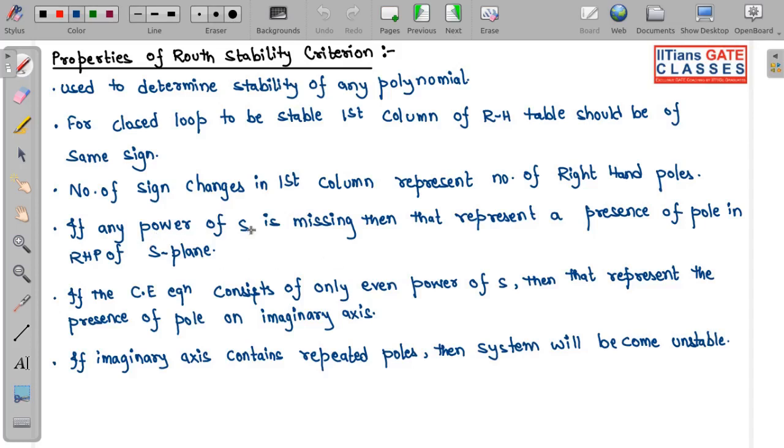If any power of S is missing, then that represents a presence of pole in the right hand part of S plane. So one by one I am going to discuss all these points. Okay. If the characteristic equation consists of only even power of S, then that represents presence of pole on your imaginary axis. And last point is what? If imaginary axis contains repeated pole, the system will be unstable. So let us start from the last point.